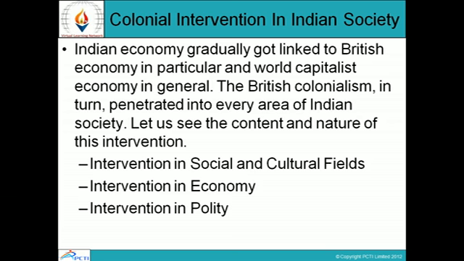Colonial intervention in Indian society. The Indian economy gradually got linked to the British economy in particular and the world capitalist economy in general. British colonialism in turn penetrated into every area of Indian society and brought a lot of changes. Let us see the content and nature of this intervention: intervention in social and cultural fields, in economy, education, and in polity as well.